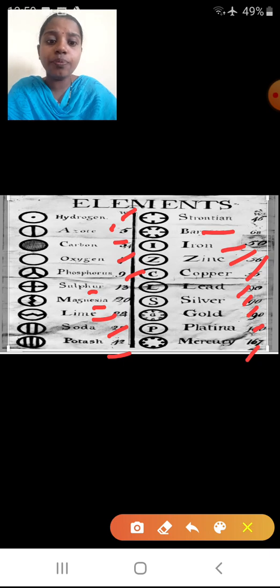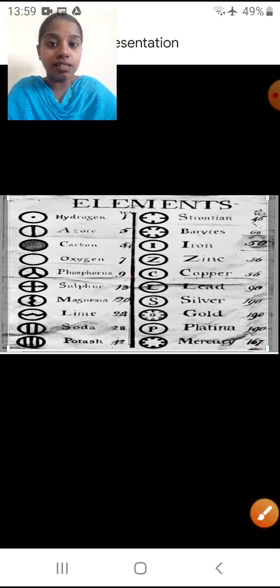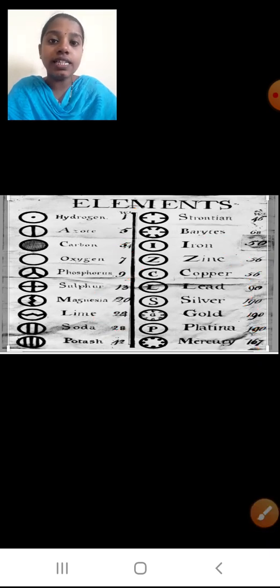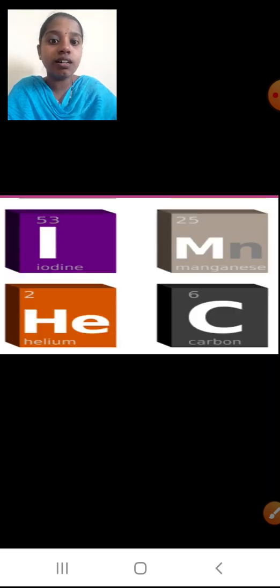Now what are we using? We are using letters, right? The first letter, and in some of the elements we are using the first and the second letter. So we will see here an example. Can you see iodine? What do we write for iodine? Capital I. Okay. Manganese, what do we write? Capital M and small letter n. Can you see it here?